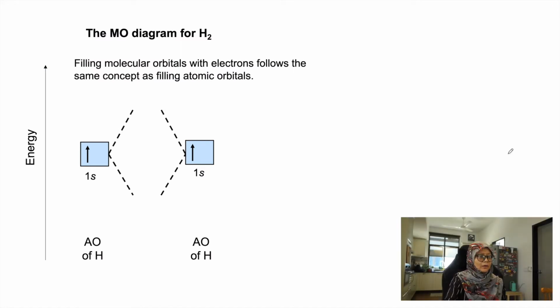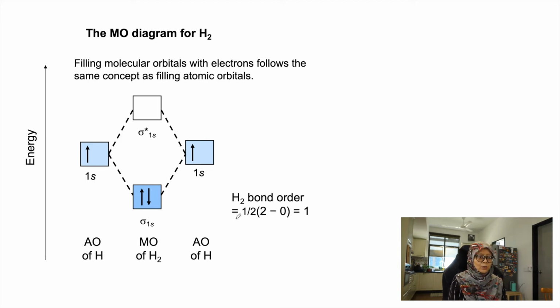This is an example of the molecular orbital diagram for hydrogen. From this, we can determine the bond order of hydrogen, which equals 1. If you draw the Lewis structure for hydrogen, H and H, we have a single bond between the hydrogens. So we have 1 sigma bond, or 1 bond order.